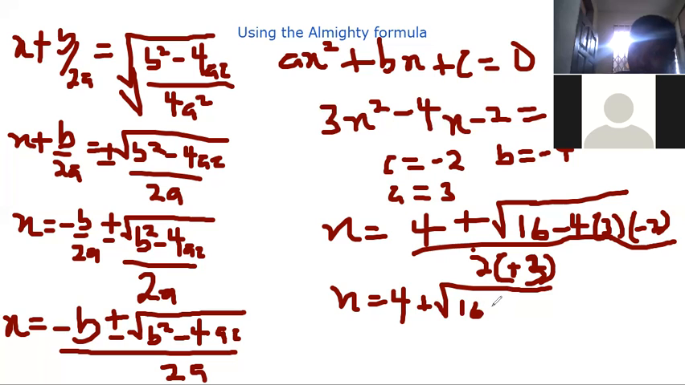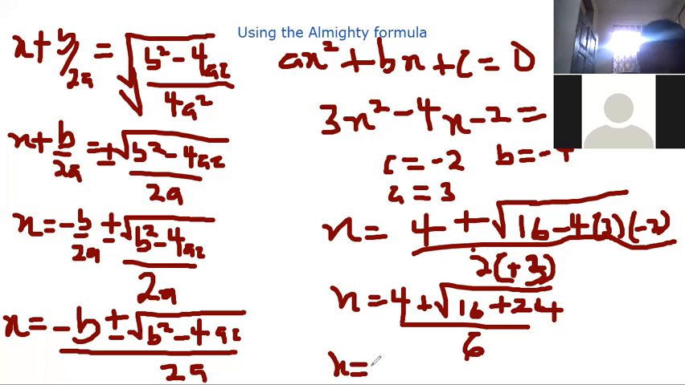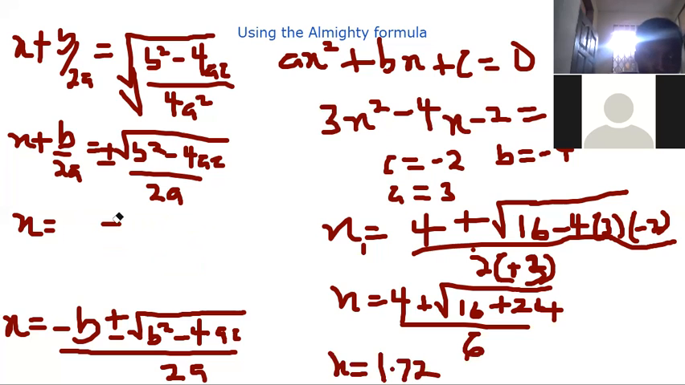So this will be 16 plus 24, all over 6. You can use your calculator to do this. x will give you 1.772. Then you can also use the negative. That one is your x1. For x2, you use the negative.